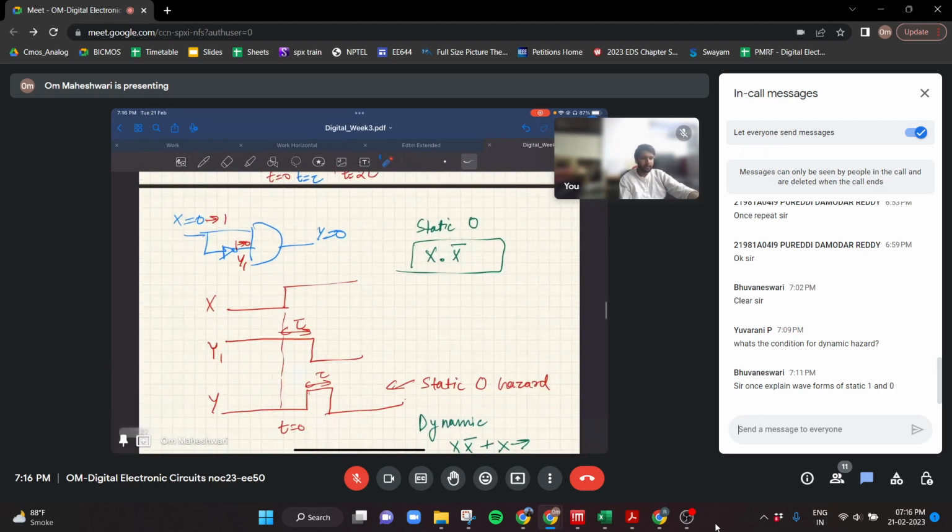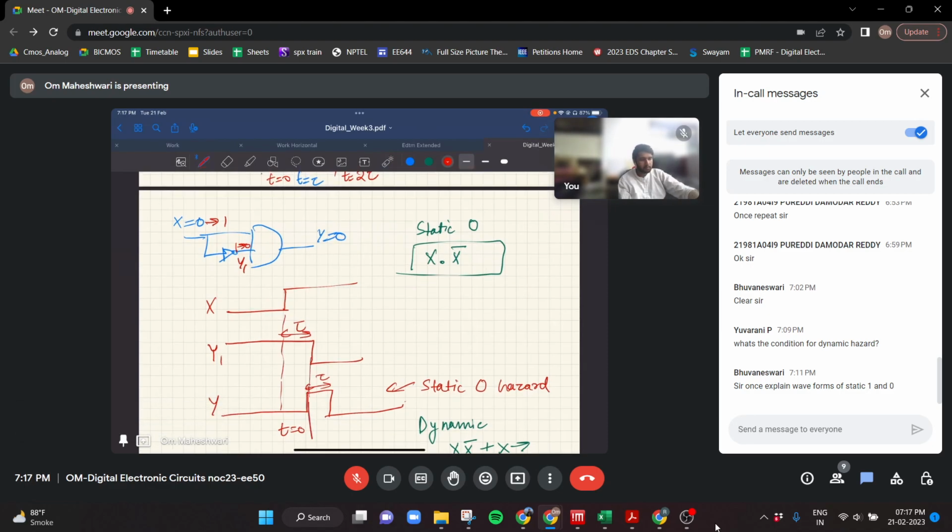Similarly, for the static 0 case, this is an AND gate, right? So if any of the inputs is 0, output will be 0. So it should remain static at 0. But here, I did the same thing. At t equal to 0, we are changing this from 0 to 1. But there is a delay here. So at t equal to tau, the output of this NOT gate will go from 1 to 0.